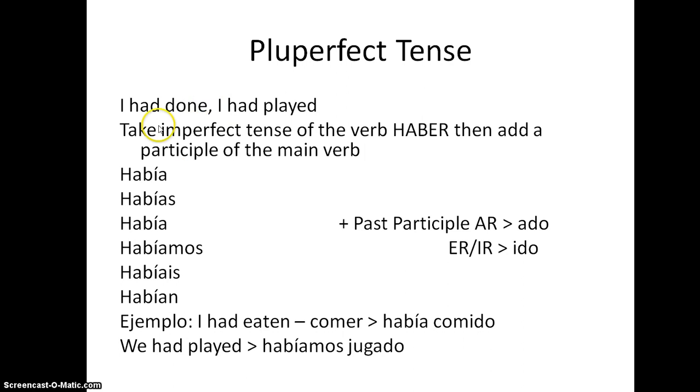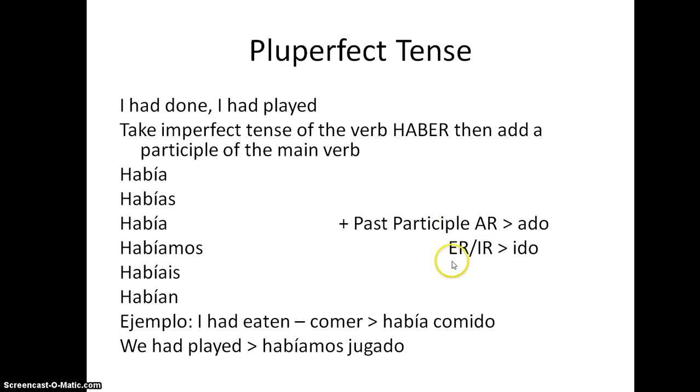Exactly the same as the perfect, but this time it's had done. So we have our auxiliary verb to have, and then the past participle. But this time we take the imperfect tense of haber, and then add the past participle of the main verb. So we've got había, habías, había, habíamos, habíais, habían. Note here that the I and the he, she, and it are exactly the same. So if you learn one, then you've got both. I, you, he, she, it, we, you plural, and they.